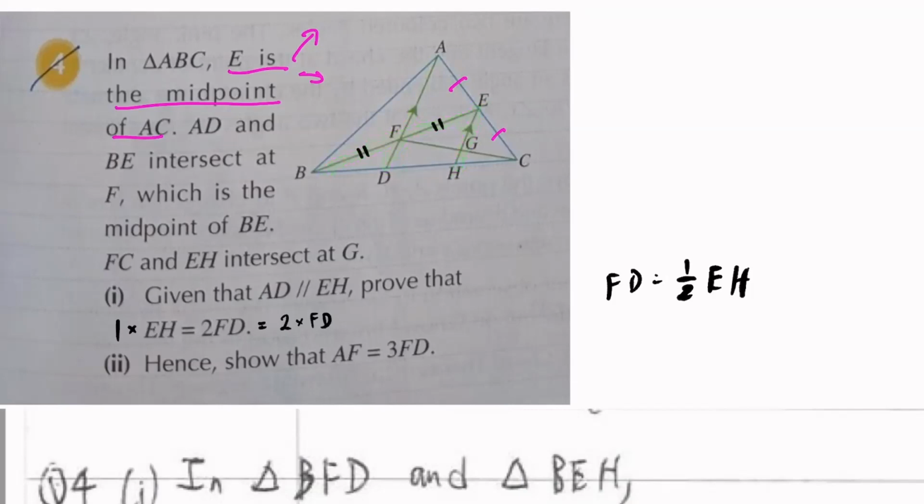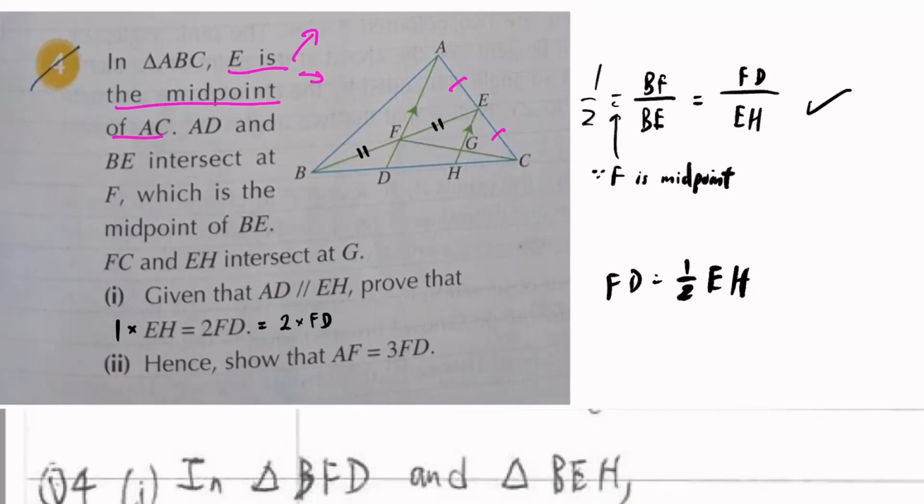Okay, good. So what can you conclude straight away? If it's similar, short over long. BF over BE equals short over long. How about FD over EH? Do you agree that this is true? Very good. But what is BF over BE? It is half, because F is the midpoint. So 1 to 2. Sorry, this one is not midpoint theorem, this one is just midpoint because F is midpoint. I think I confused you just now.